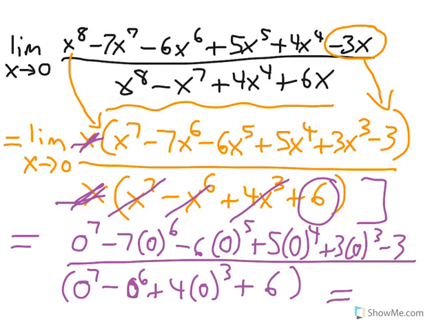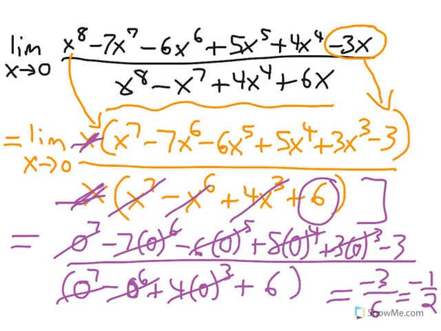Now this should be super easy to solve. This is going to 0, 0, 0, 0, 0. Negative 3 on top, over 0, 0, 0, 6 on the bottom. This can be reduced to negative 1 over 2.